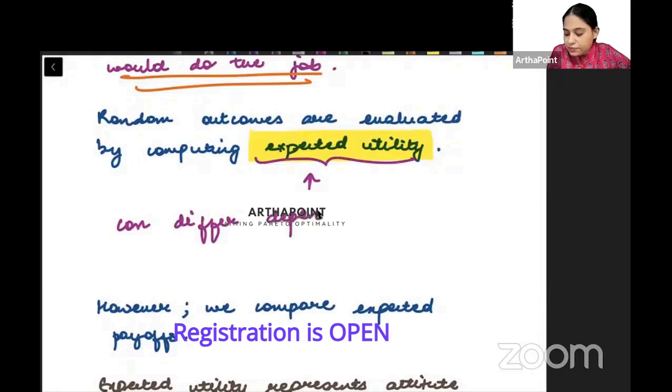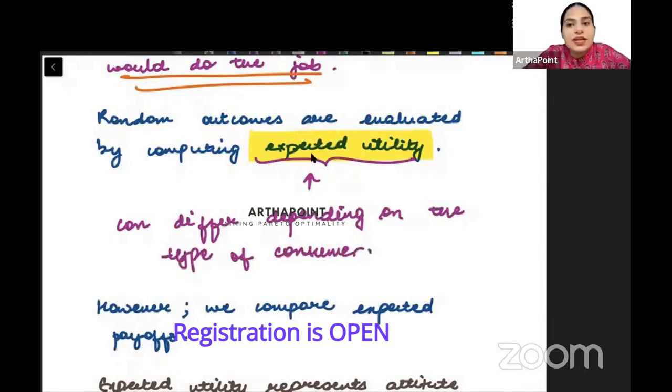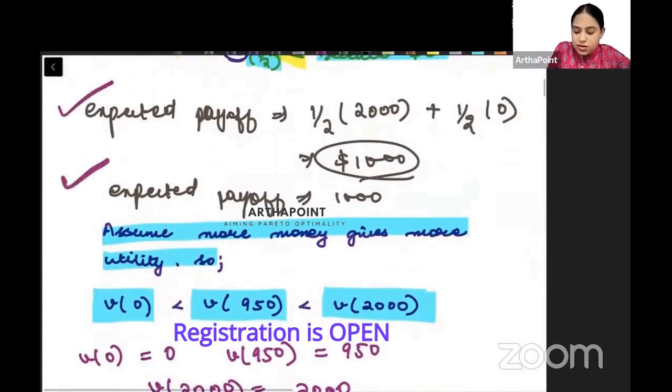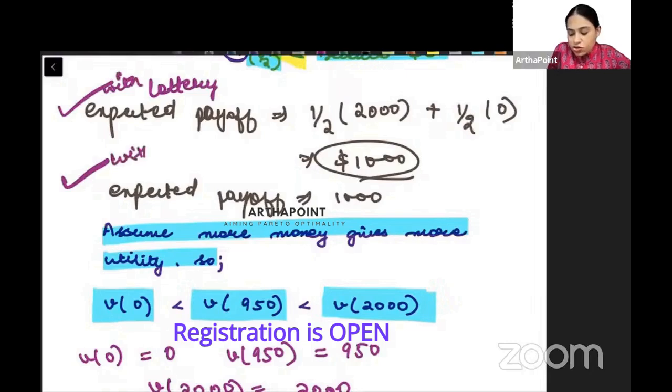Depending on the type of consumer. Expected utility इस पे डिपेंड करेगा कि what kind of consumer I am talking about. Am I talking about a consumer who is risk averse, risk neutral, or risk lover? So even though, suppose if I tell you that suppose with lottery and without lottery, suppose payoff same है, expected payoff is the same.